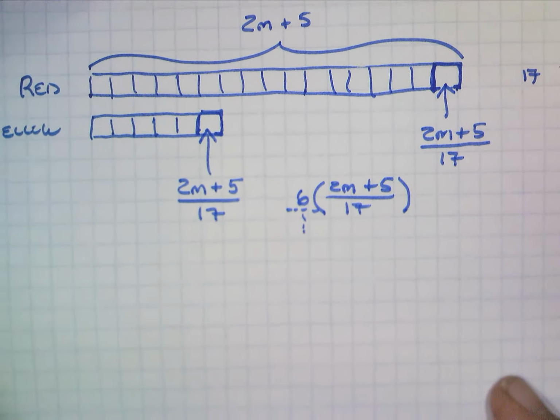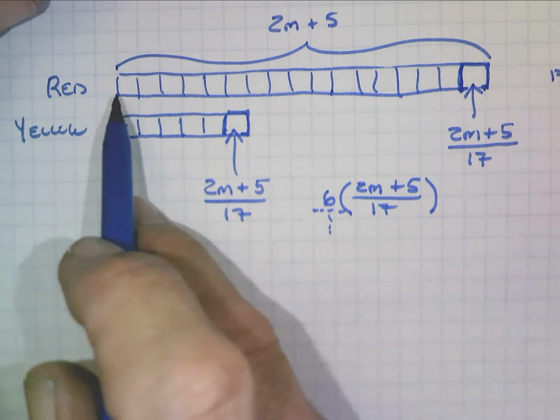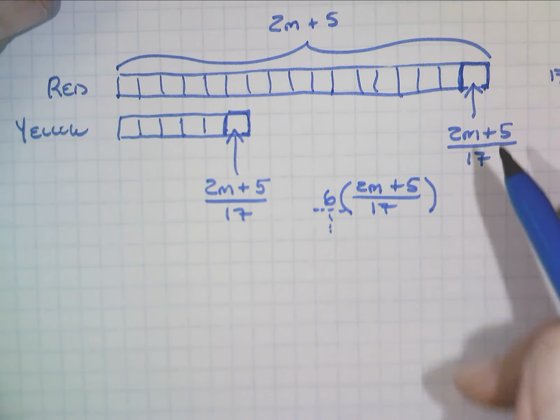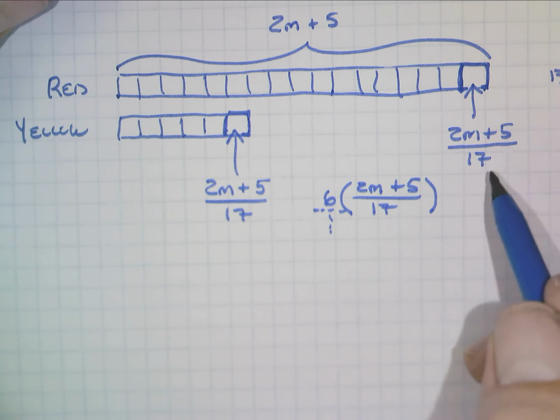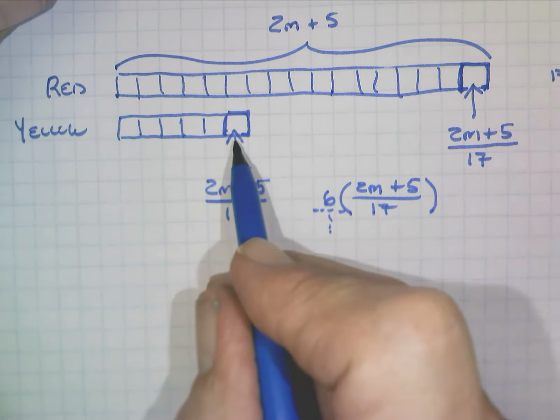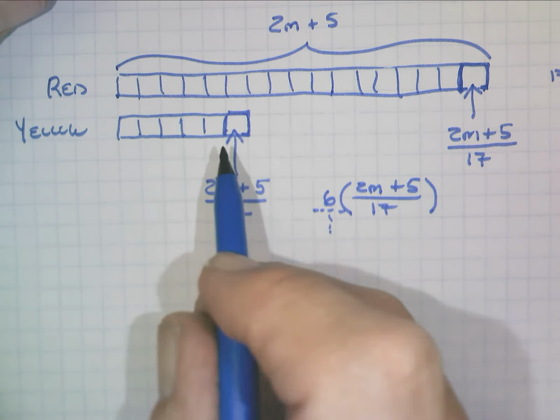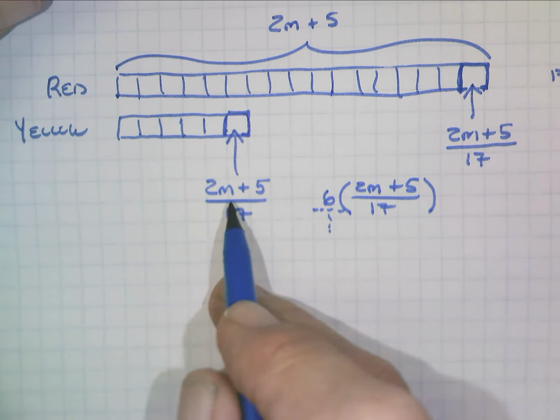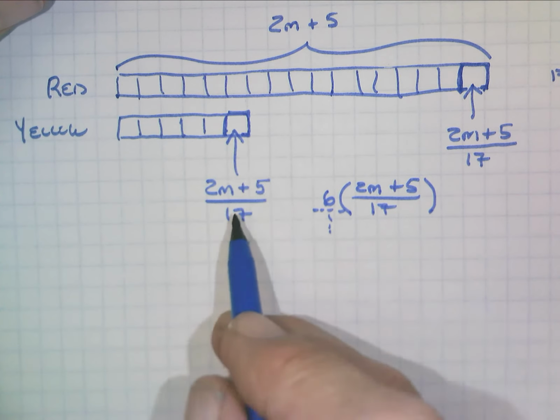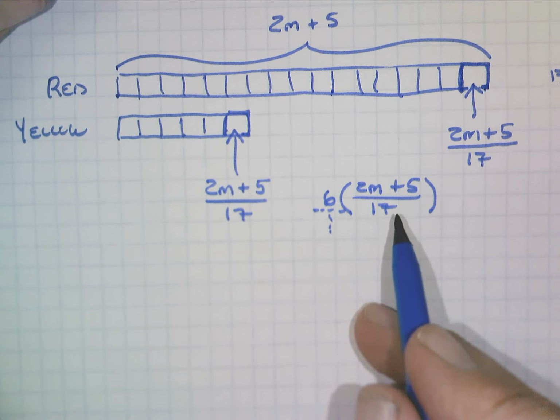Let me say this again. The red ribbon was 2m plus 5 long. Each box, therefore, since there are 17 of them, is the total length divided by 17. Since we know the size of the box that comes over here, this is the same size box, and there's 6 of those. So we go from total length to size of box. Now we're going from size of box to total length by multiplying this by 6, which is what I'm doing here.